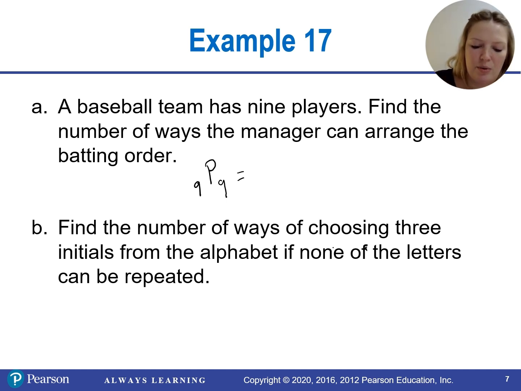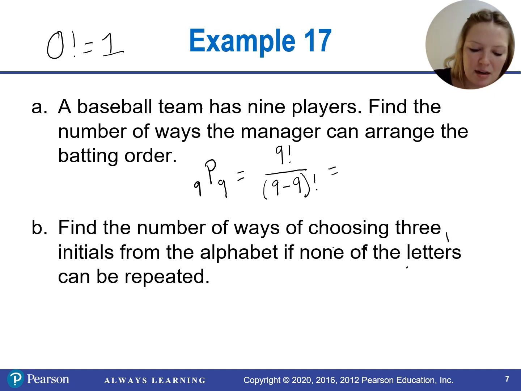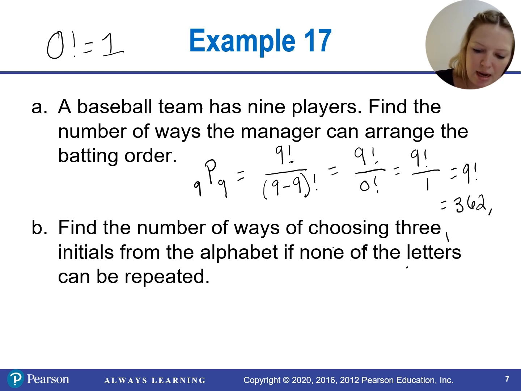And so in this case, we would have 9 factorial divided by (9 minus 9) factorial. And you might see a problem here, but we are by convention going to say that 0 factorial is equal to 1. So even though we have a 0 in the denominator, it's not going to cause us any problems. We'll just have 9 factorial over 0 factorial, which is 9 factorial over 1, or 9 factorial, which I believe is 362,880.